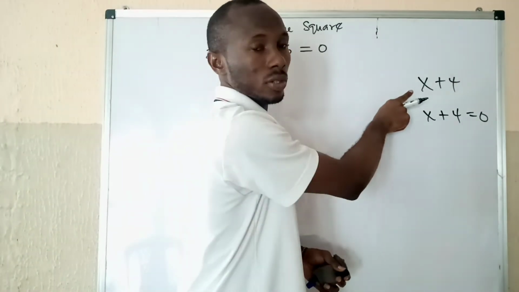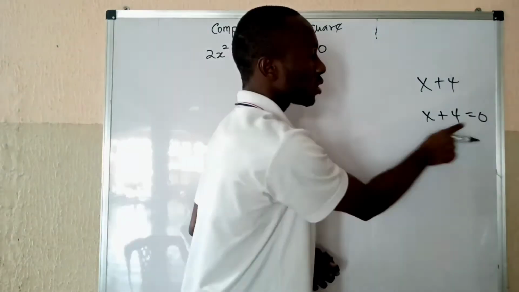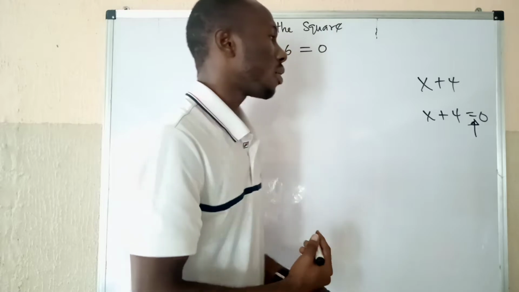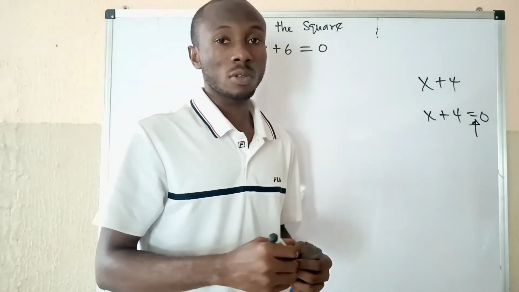This is an expression because it contains no equality sign. Whereas this is an equation, because it contains an equality sign. Now, the second thing I want us to learn is how to figure out a quadratic equation.